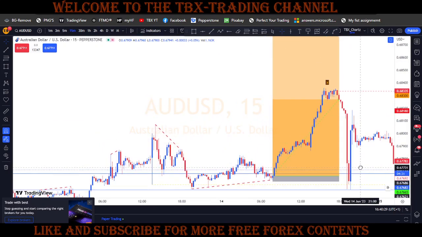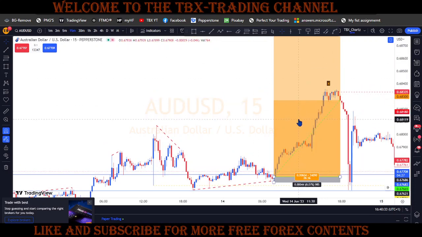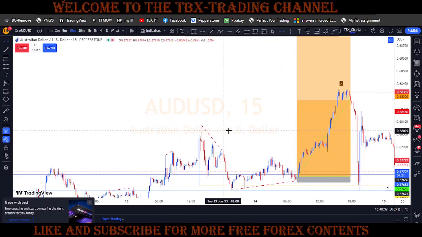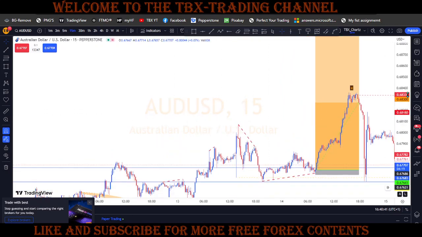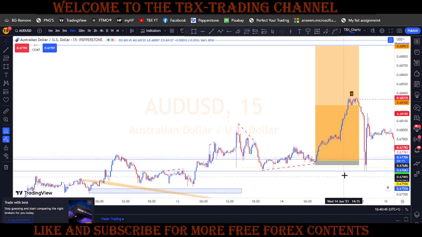Now some of you might be like, why didn't I get out here? First of all, you actually don't know exactly where the market is going to reverse until it reverses. Number two, I might be looking to swing this trade, that is, holding a very long distance trade for like a week or two. So as you can see, price ended up coming back to clear these equal lows. That is, price came to clear this liquidity.